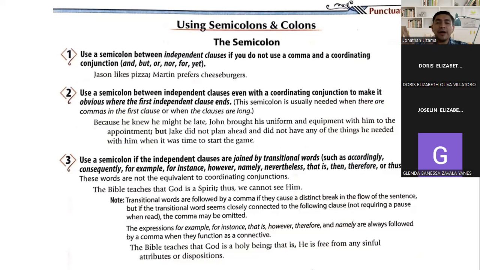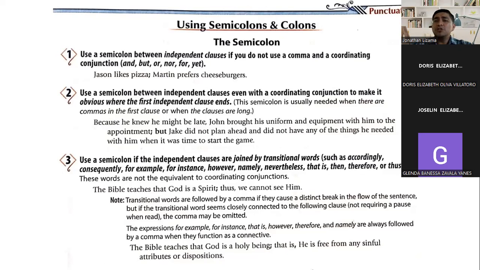But in today's class, we are having the semicolon, which is el punto y coma, and colons, los dos puntos. So pay attention to these rules. Use a semicolon between independent clauses. Pay attention: independent clauses. Use semicolons to separate independent clauses.